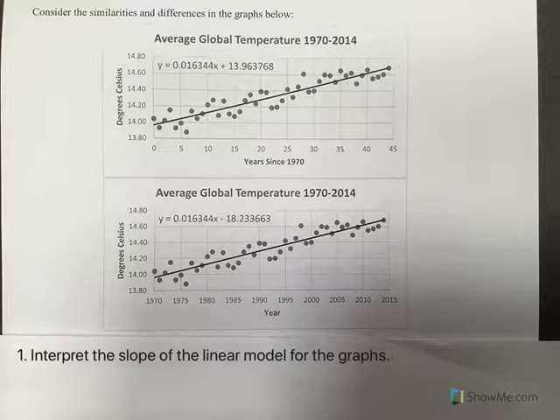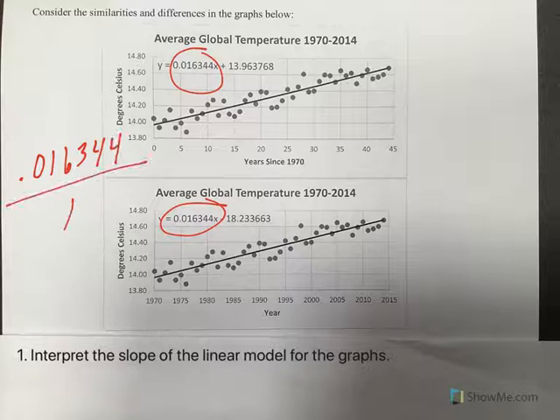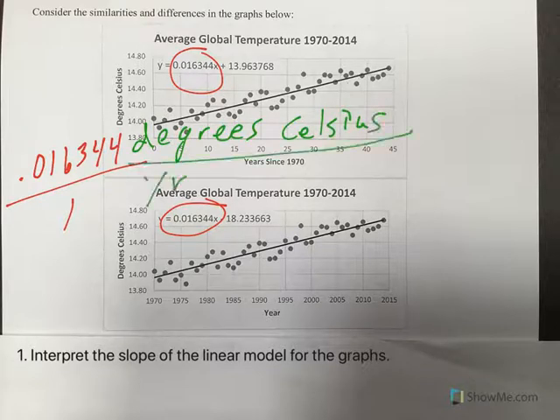So first question, interpret the slope of the linear model. Okay, well you can see the slope is the same in both of them. So our slope is 0.016344. And slope is always a fraction, so we put that over 1. The top represents the y values. The y values are degrees Celsius. And the x values are years since 1970. So we can see, now our slope is positive, so we can say that the degrees in Celsius increased 0.016344 for every year since 1970.